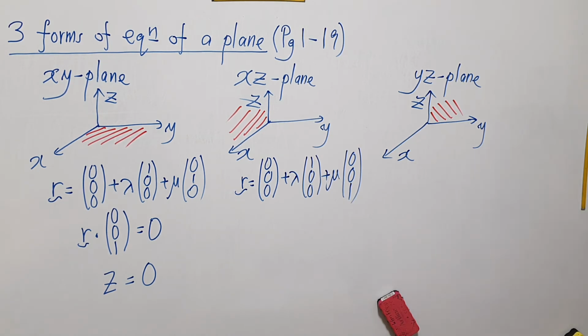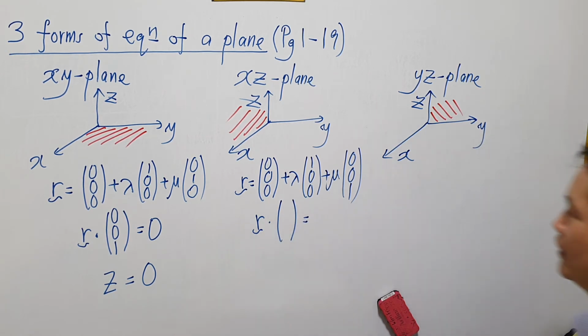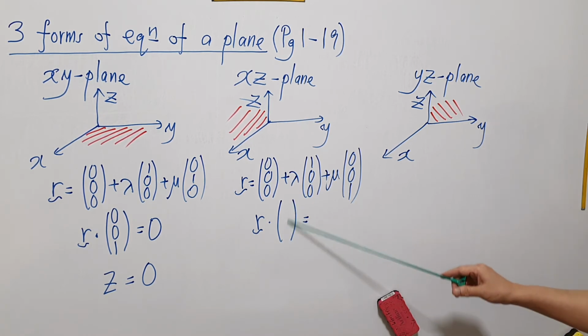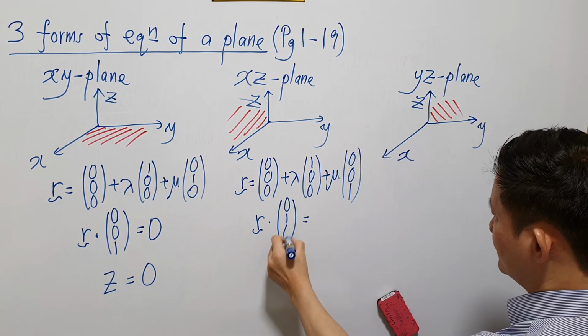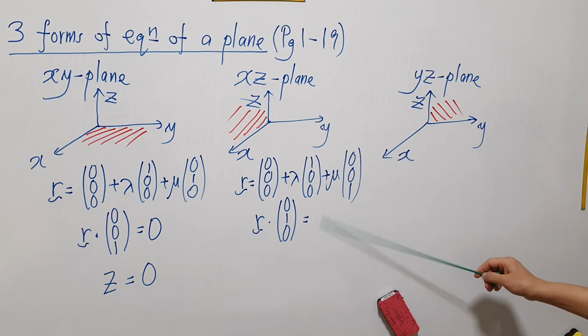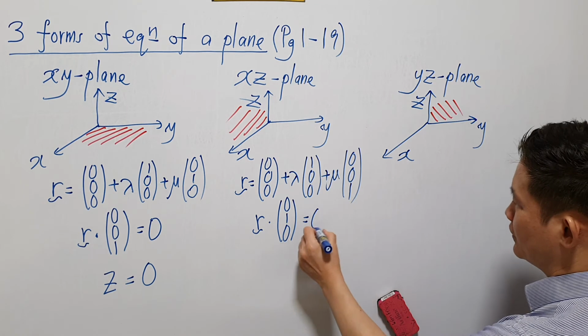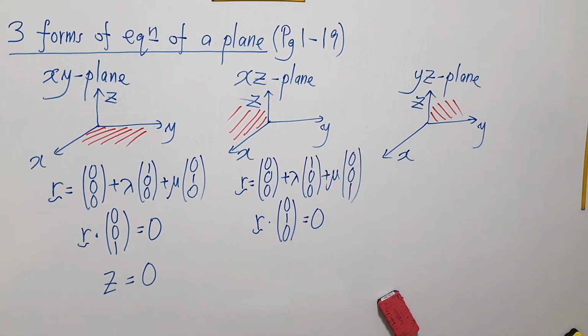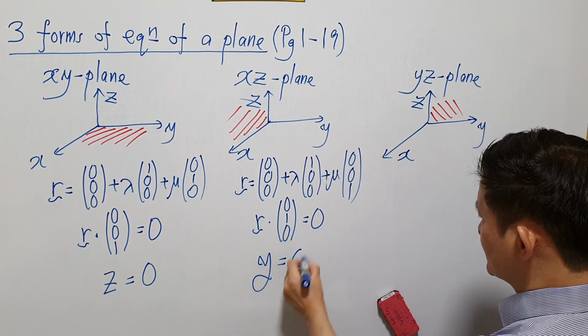And the next thing is to convert it into the dot product form, r dot. In the case of the xz plane, to have a vector that is perpendicular to the xz plane, a convenient choice would be just 0, 1, 0. And then to find this number on the right, you take this vector dot with this, you get 0. And then to convert into the Cartesian equation, just replace the vector r as x, y, z, and perform the dot product, you get y equals to 0.